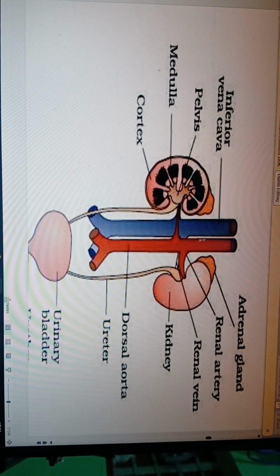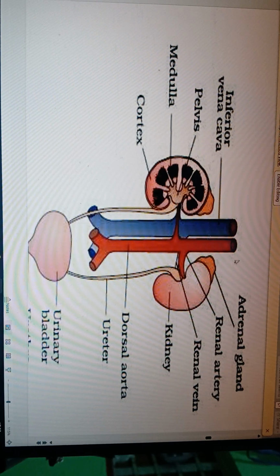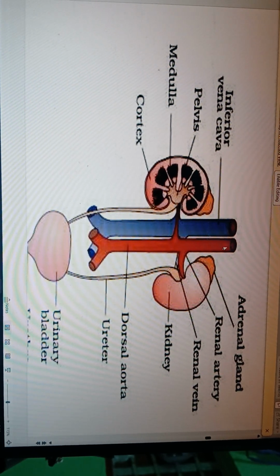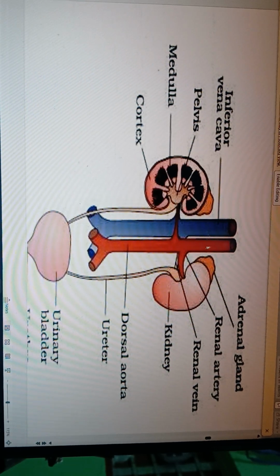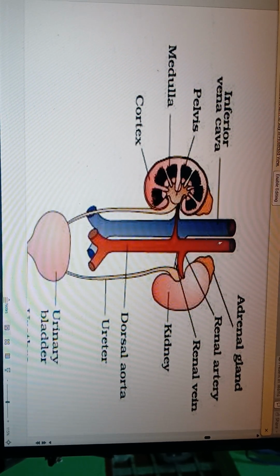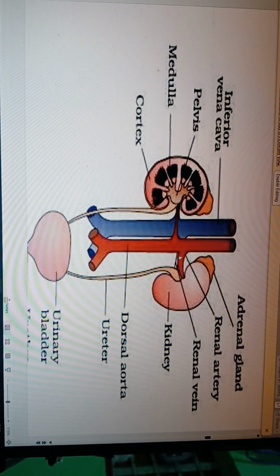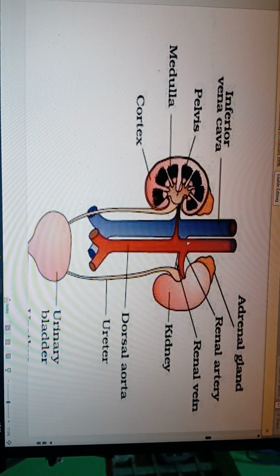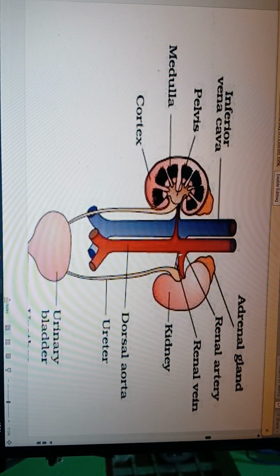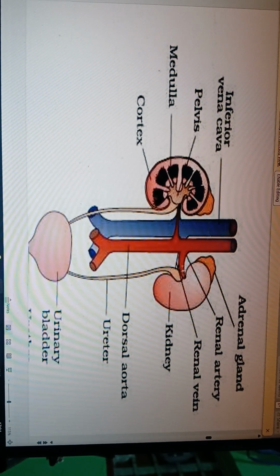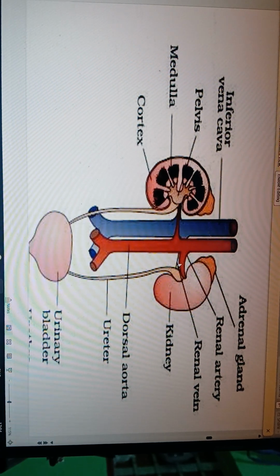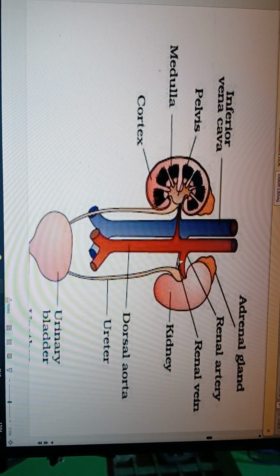Look students, again you look at the functions of this excretory system. This is known as the aorta, and the name of this aorta is dorsal aorta. Through this dorsal aorta, the blood containing excretory waste material comes to the kidney. Now you look at this portion, the dorsal aorta is subdivided into two parts. This part enters this kidney, and this part enters this other kidney. This is known as the renal artery.